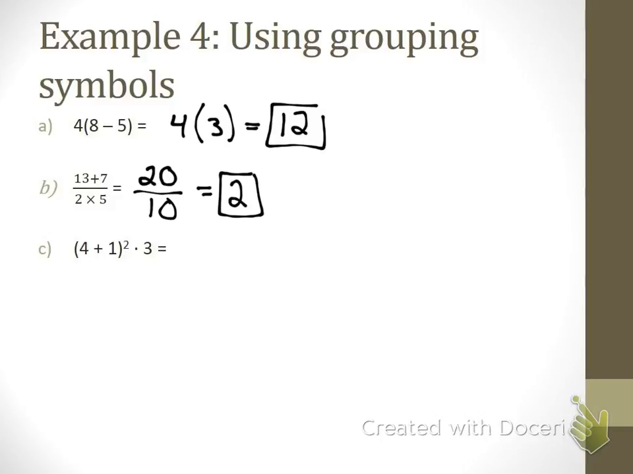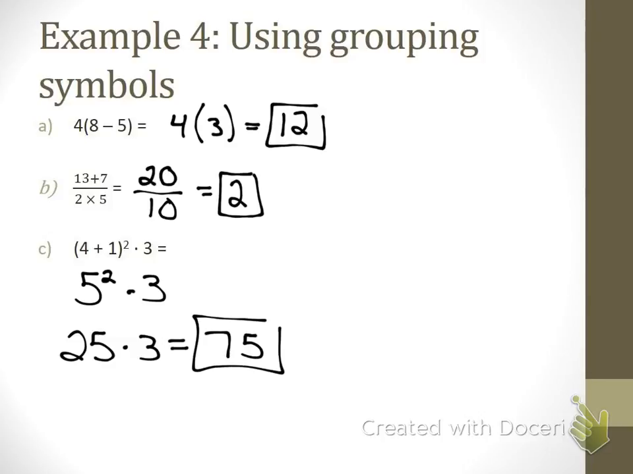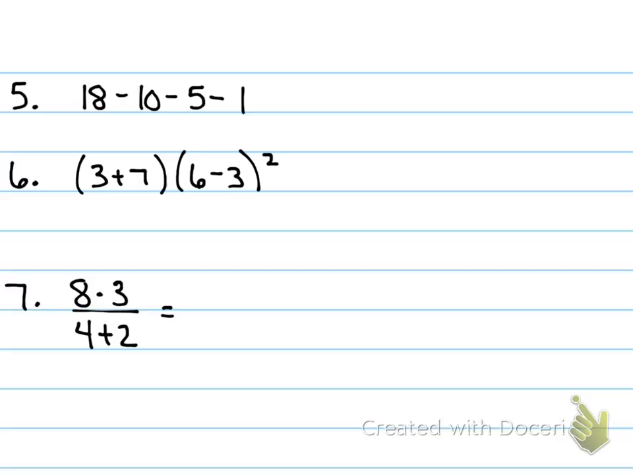All right, now I want you to try the third one on your own. All right, 4 plus 1 is 5. 5 squared is 25, and 25 times 3 is 75. All right, I want you to do your turn now. Numbers 5, 6, and 7. Blake, what'd you get for number 5? I got 2. 2, very good.